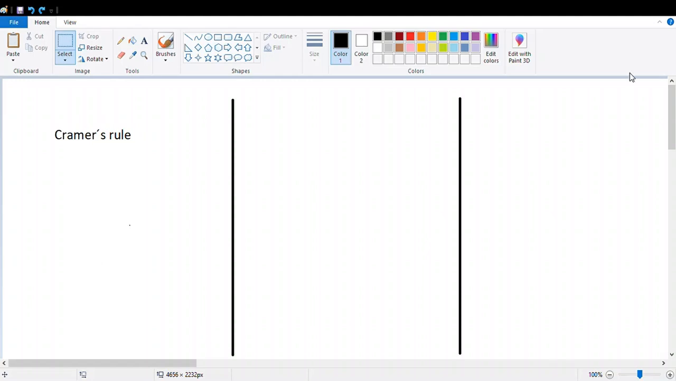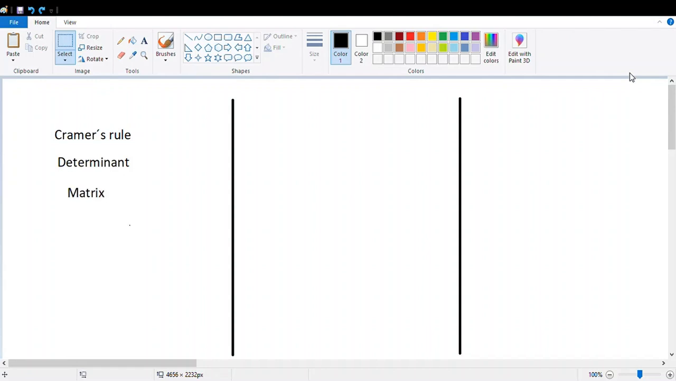Hi everyone, today we are going to talk about Cramer's rule. Cramer's rule is another method to solve systems of linear equations. Cramer's rule uses determinants to solve systems of linear equations, but then what is a determinant? A determinant is a special value for a matrix.